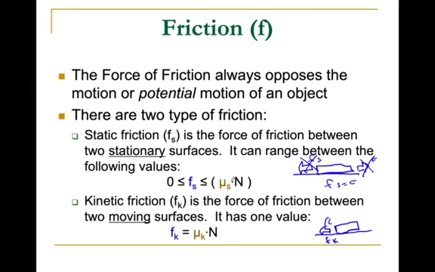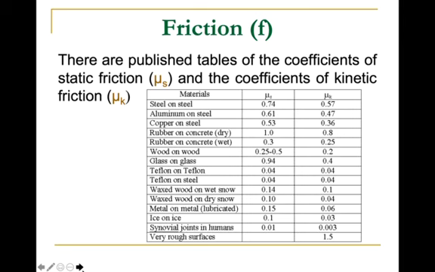Now you might say, well, wait, how do I figure out what mu sub S and mu sub k are? The coefficient of static friction and the coefficient of kinetic friction. And the answer is, it's pretty doggone easy. There's tables of this published. If you go over to Mr. Beckman's room, you'll find the Handbook of Physics and Chemistry. It's this huge, thick book.